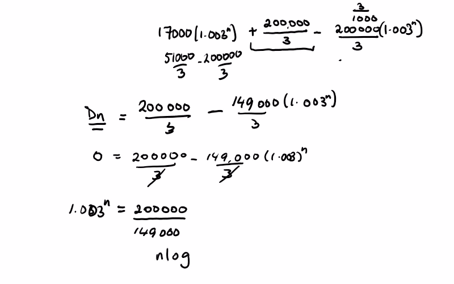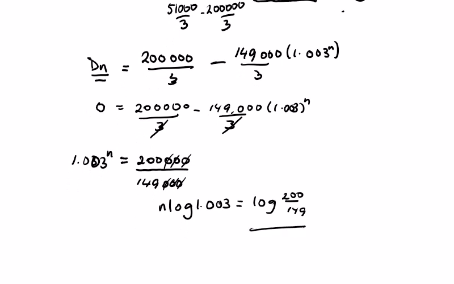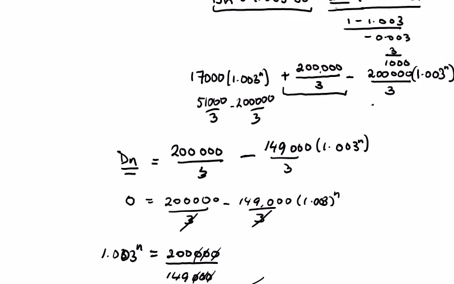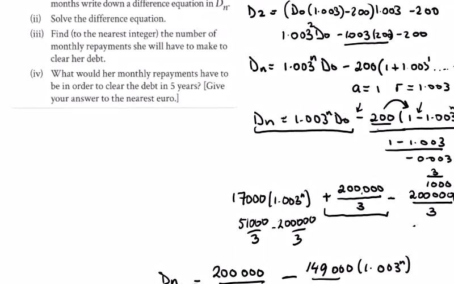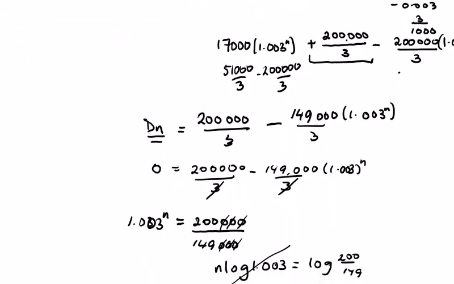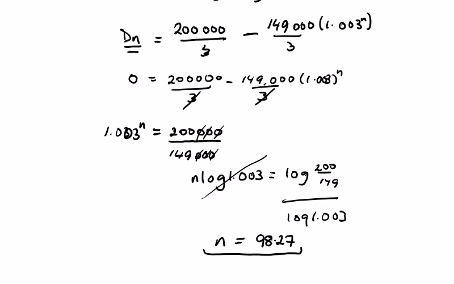So n, using your log rules, times the log of 1.003 will be equal to the log of the right hand side, which we can put as 200 over 149. And we divide the right hand side by log of 1.003. We will get n to be 98.27, and n is in months, isn't it? How many months? Find to the nearest integer the number of monthly repayments. Well, it should be 99. Really, she won't have it paid off fully with 98, but 98 to the nearest integer is what they're looking for here.